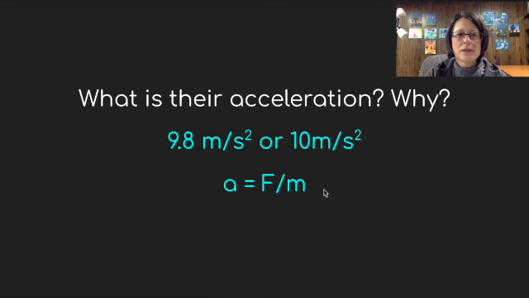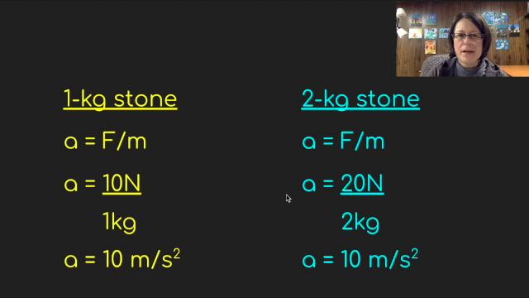So what is their acceleration? It's 9.8 meters per second squared, or 10 meters per second squared. But why? We would think that they have different forces, so why is their acceleration the same? We're just going to rearrange the equation: a equals F over m, so acceleration equals force divided by mass, and we're going to plug the numbers in.